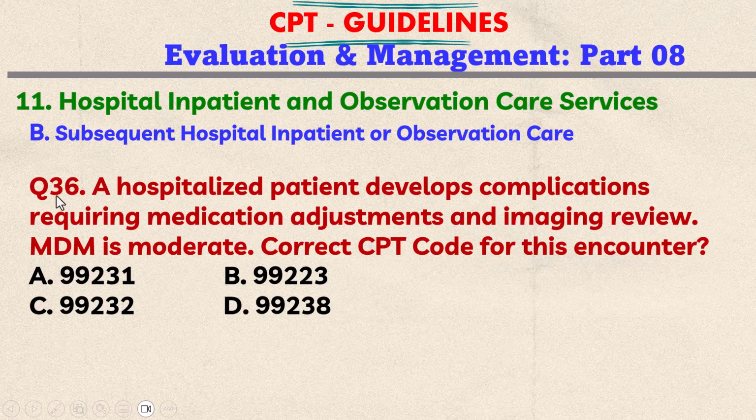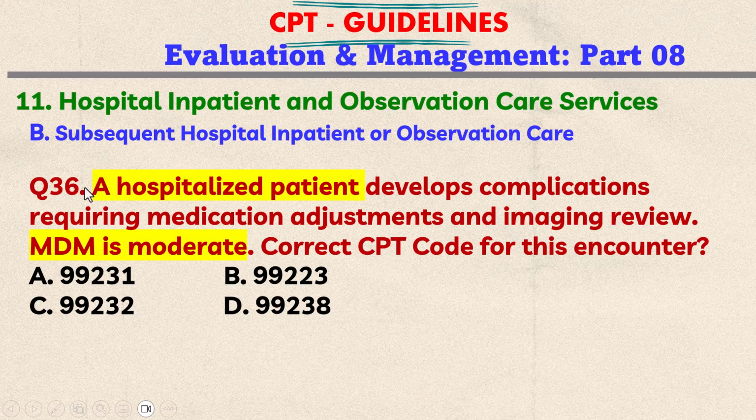Let's see a couple of examples. Question number 36. A hospitalized patient develops complications requiring medication adjustment and imaging review. MDM is moderate. What is the correct CPT code for this encounter? So there are 4 answers available. Let's do it with the CPT alphabetic index method.